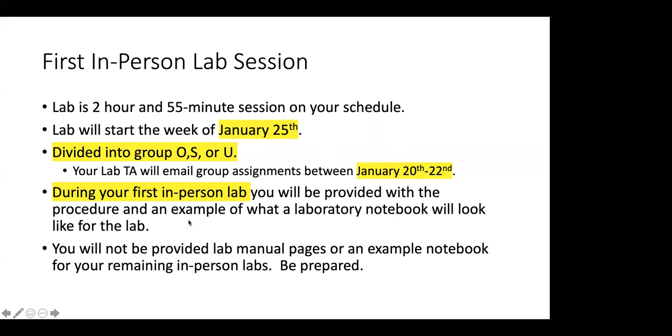Then we're going to take that information and you're going to be able to apply those same plans in the subsequent labs. This idea that you have a procedure, an example, etc. for the first one, but not for subsequent ones. We know what we're doing. In the very first lab, we're going to set it up so you know what the plan is. And then in subsequent in-person labs, you're going to apply that idea.